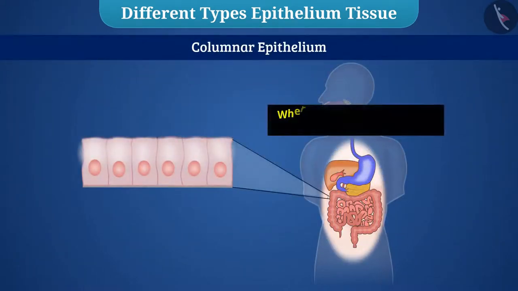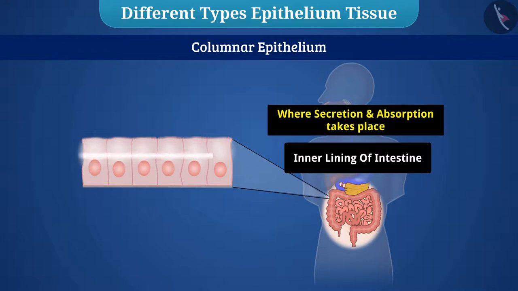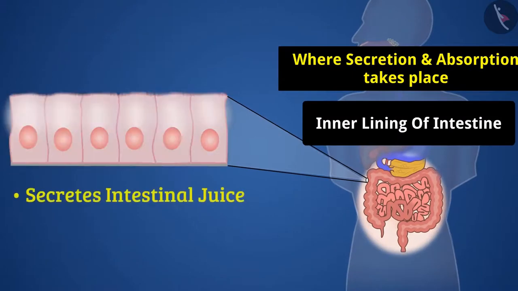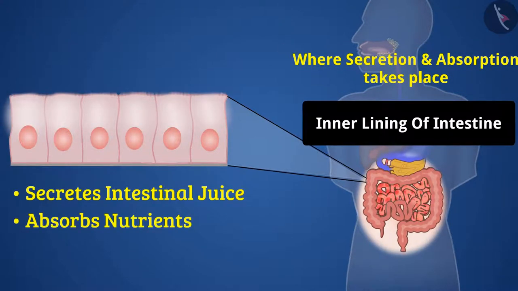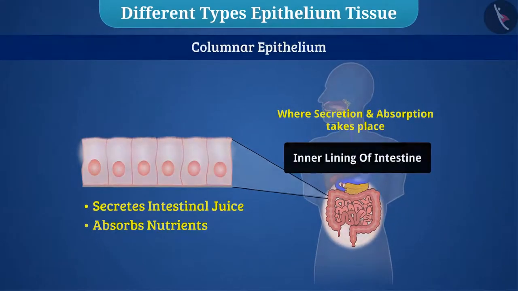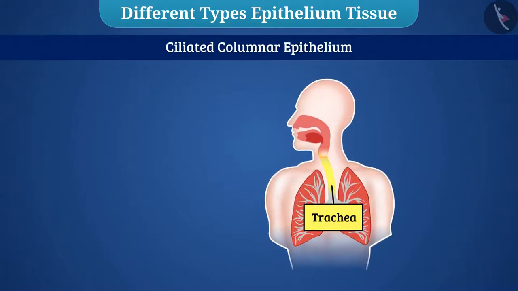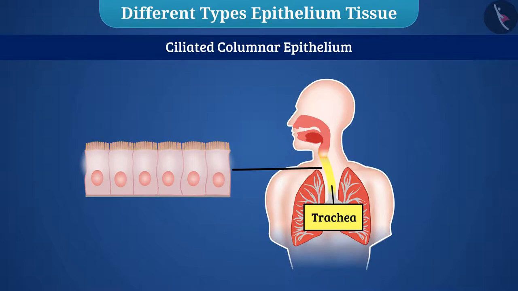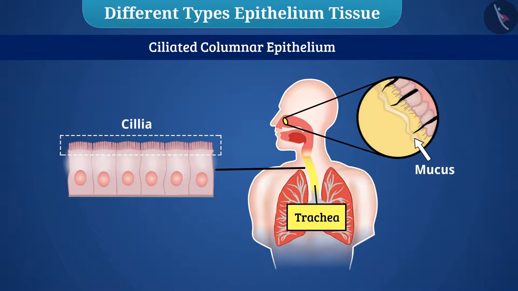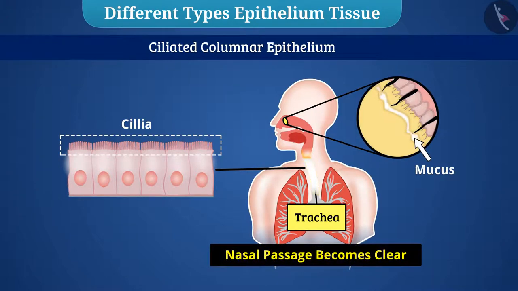Organs of the body where secretion and absorption take place, for example, in the inner lining of intestine, long epithelial cells are present, which is called columnar epithelium. It helps in crossing the barrier. This epithelium secretes intestinal juice and absorbs nutrients. Columnar epithelium present in trachea has hair-like structures on it, which are called cilia. That's why this type of epithelium is called ciliated columnar epithelium. These cilia move, so mucus present in trachea moves forward and the nasal passage becomes clear.